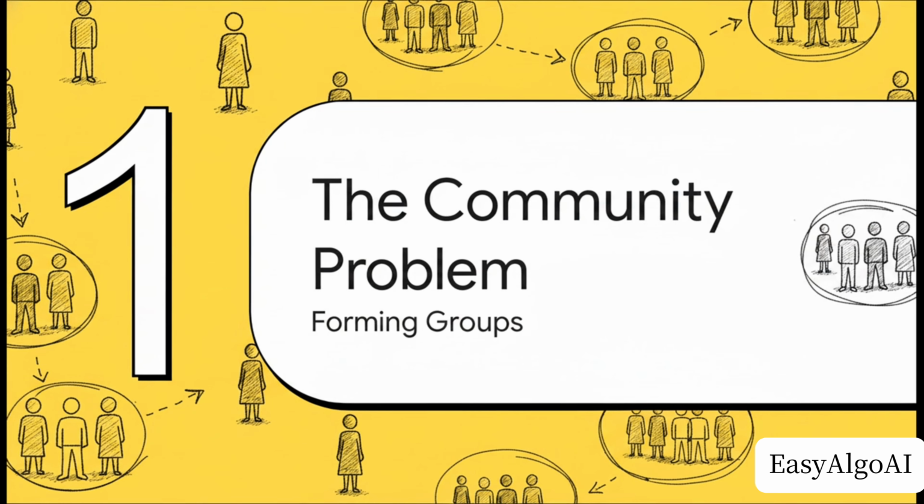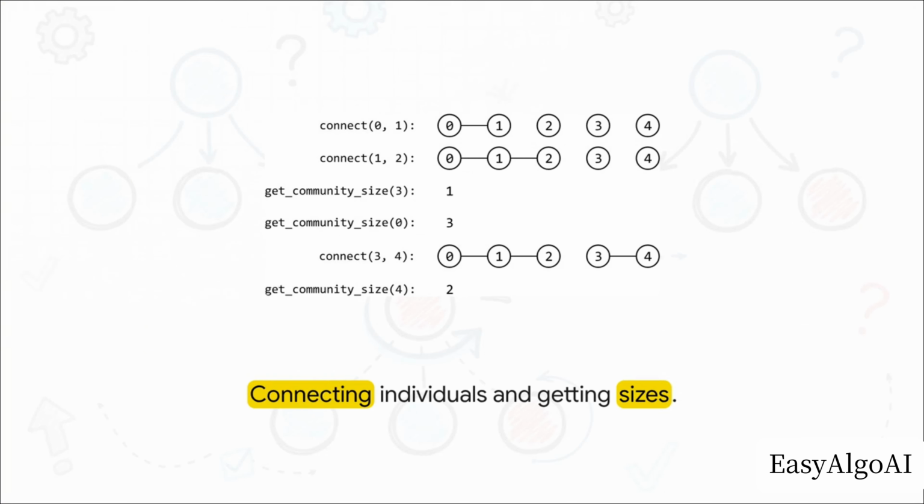All right, Section 1, the community problem, forming groups. We're starting with a very relatable scenario, individuals forming groups. So imagine you have a set of n completely isolated people, numbered from 0 to n-1. Initially, everyone is essentially just hanging out in a community of one.